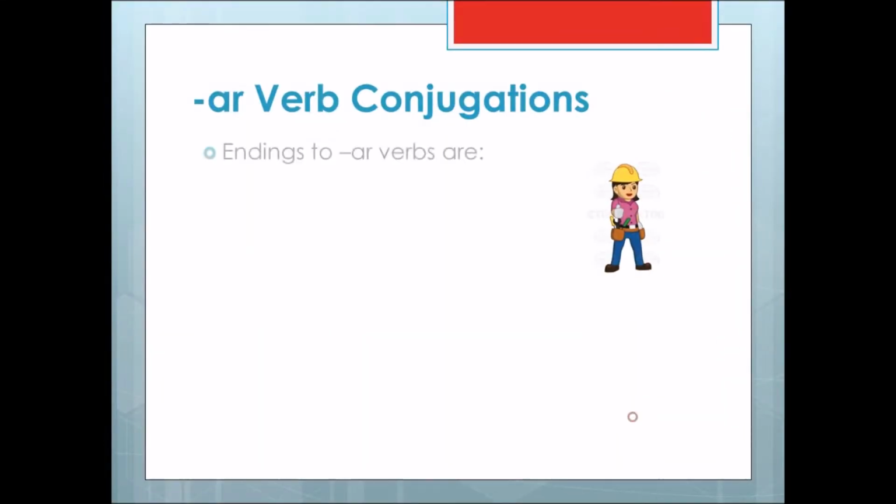AR verbs end in o, as, a, amos, áis, an. O would be yo, or I, as, tú, or you familiar, a, él, ella, or usted, or he, she, it, or you singular formal, amos, we or nosotros, áis, y'all, or you plural, and an, they or ellos, as well as ustedes, the you plural formal in Spanish.